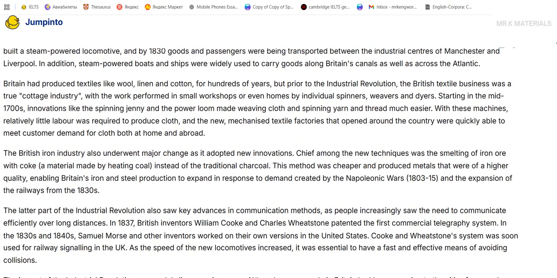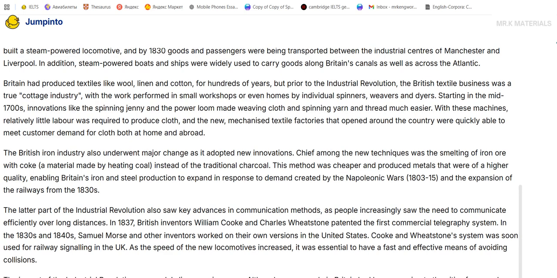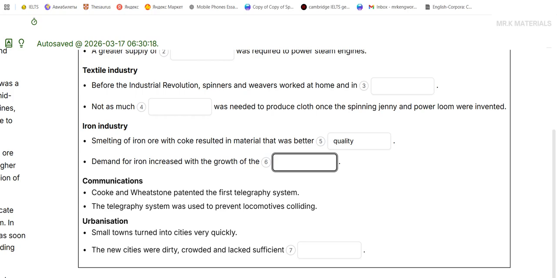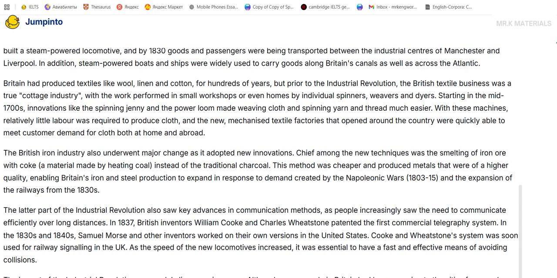Okay, now I need the next thing that grew or increased and it affected the demand. Okay, I can see the word demand. In response to demand created, so the Napoleonic Wars created a demand for iron, but I cannot put wars because wars cannot grow. It's not logical at all. What grew? Okay, that's good. One more thing. The expansion of railways from the 1830s. Is it logical? Now I have more railways, and because I have more railways, there is more demand for iron. Yes, that's fully logical. That fully fits. So I'm going to put railways.